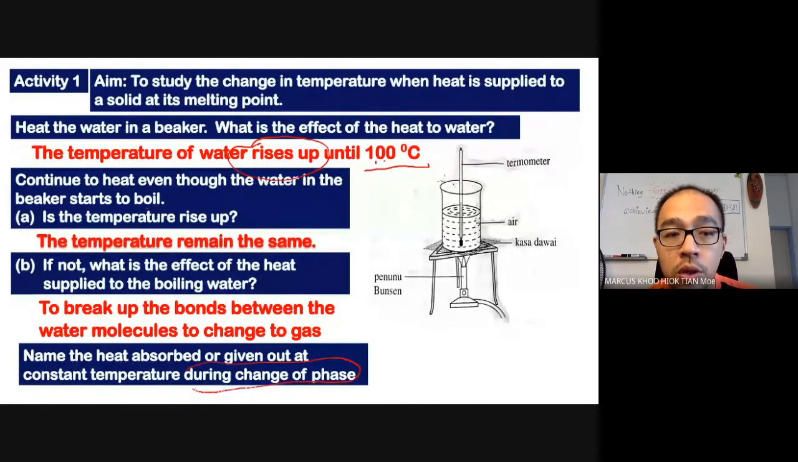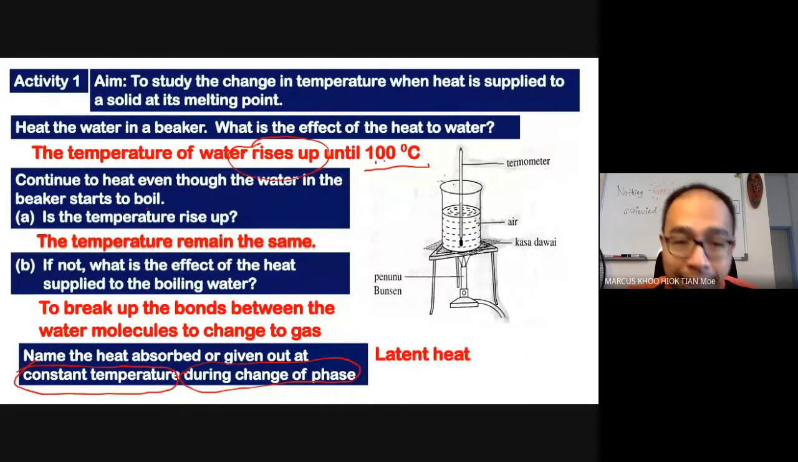Okay, so these are two important phrases that you need to remember. Latent heat. Latent heat is the heat that you either absorb, when you provide heat, or you release, when the temperature is constant. Because the temperature is constant, there will be a change of phase. Change of phase means solid becomes liquid, liquid becomes gas, gas becomes liquid, liquid becomes solid. That's called changing phase.